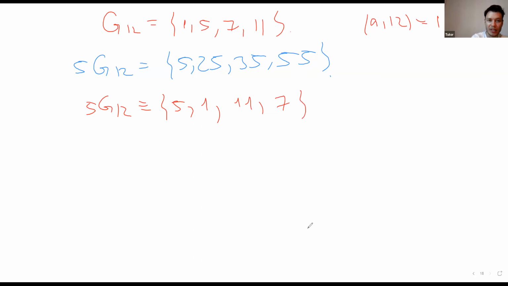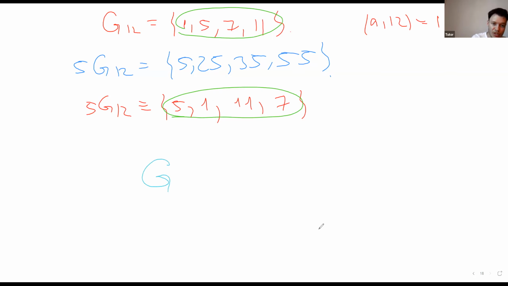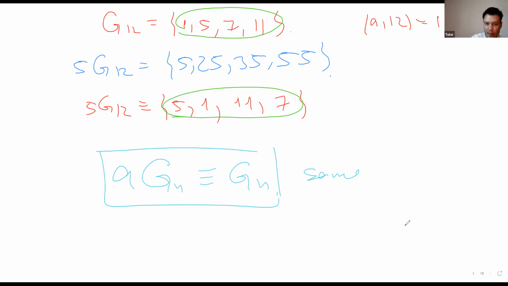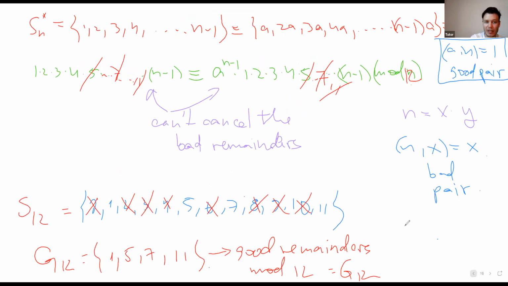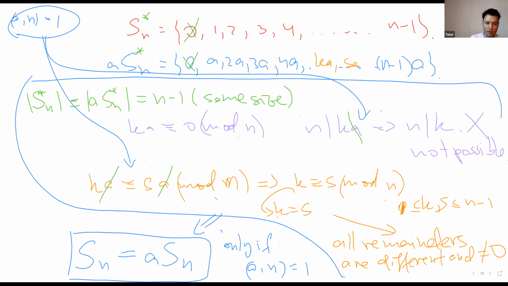So basically, I get this property: if I take only the good remainders mod 12 and multiply by any good number, for example 5, then I get back the same set. Here is another property. If you take some good set Gn, the good remainders mod n, and multiply it by some number a that's also good to n, then you get back the same set Gn. So these two sets are the same.